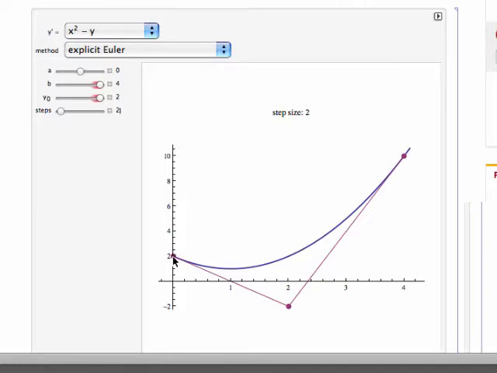So the idea of Euler's method is to start with your known point, calculate the slope of the tangent at that point, find the change in y to get to the next y value.